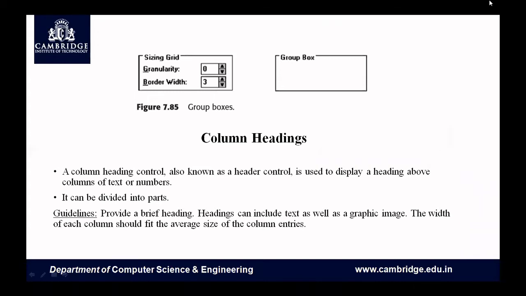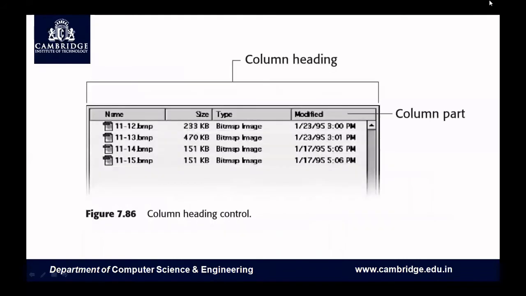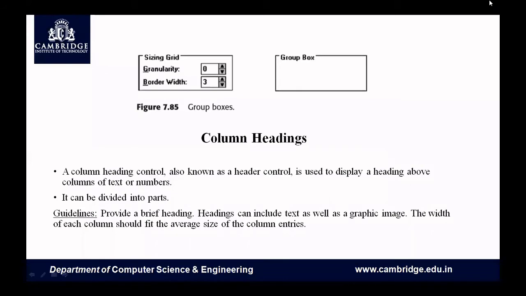Then the next one is column headings. A column heading control is also called a header control. We have seen it in so many tables. It has 2 parts, column heading and column part. You can see in the figure, one has column heading and column part. All the columns will have column parts, all the columns will have column headings. Nothing much to talk about column headings because everybody knows, we have seen so many tables. For every table we will have so many values.